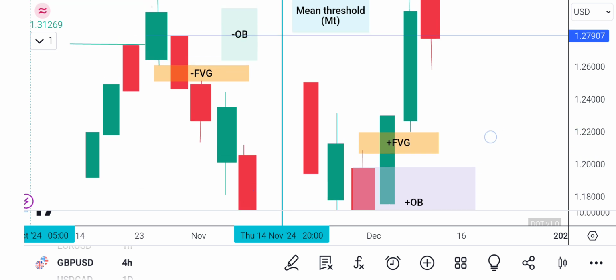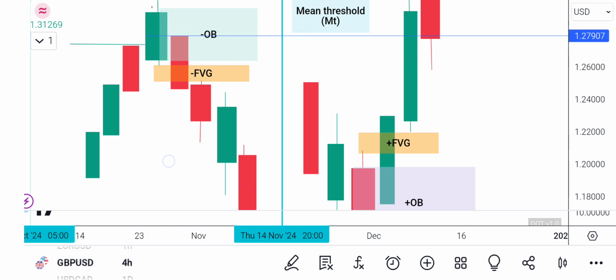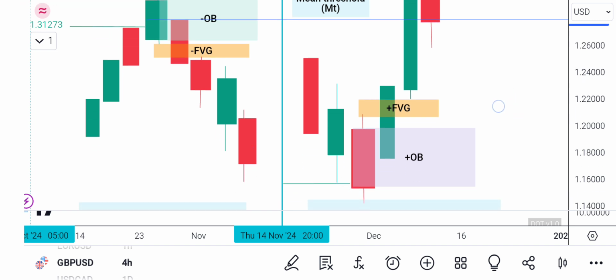Just to mention again, order blocks can be abbreviated as OB. For the bearish order block, you can abbreviate it as negative OB because it is bearish, and for the bearish fair value gap, you can abbreviate it as negative FVG. That is a bearish fair value gap.